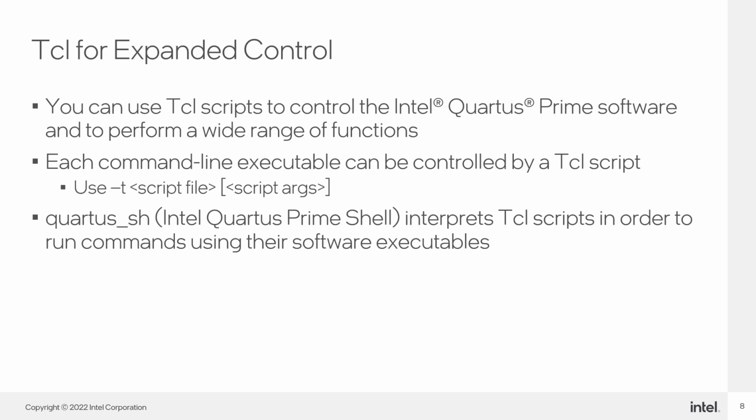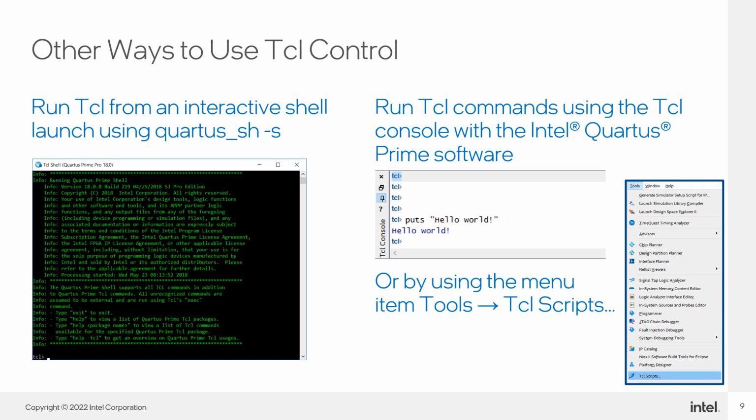Since the Intel Quartus software supports Tcl scripting, you have available to you all the resources that come with Tcl. The command line executables can be controlled through Tcl, and your scripts can be launched directly in the Intel Quartus software shell by using the --script option along with the name of the Tcl script. You can launch an interactive Tcl shell running from a command prompt with quartus_sh -s. You can run Tcl commands in a Tcl console in the GUI itself, or you can run your Tcl scripts from the Tools pull-down menu by selecting Tcl Scripts.